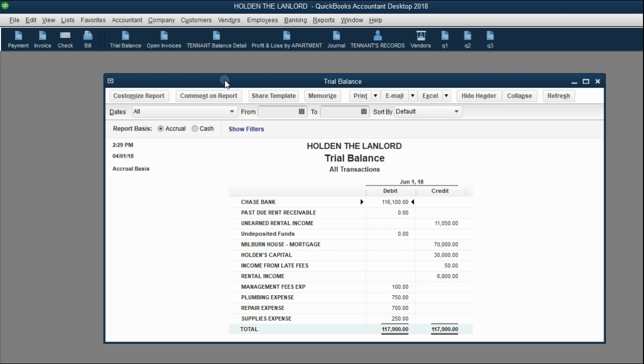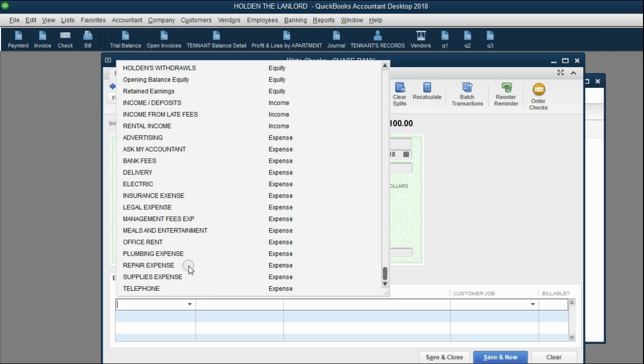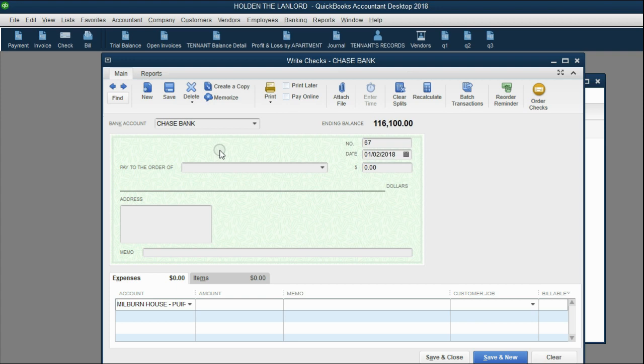You can open up the check window. For those of you who don't know, it's banking, write a check. The money is coming from the company bank account, and it's going to the fixed asset Milburn House purchase cost. So the bank account is where the money's coming from. That comes from the top of the window, and Milburn House purchase cost is at the bottom. And the amount that's decreasing the bank account, which is the amount you're paying for the house, is $100,000. Let's make sure that, yep, that's $100,000.